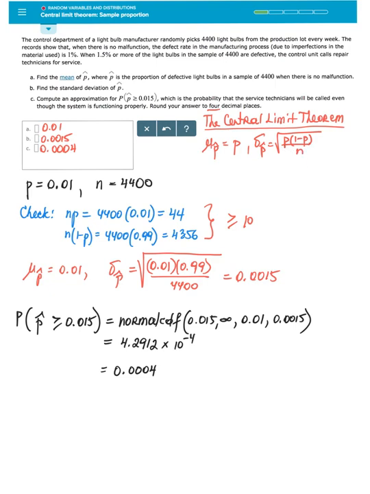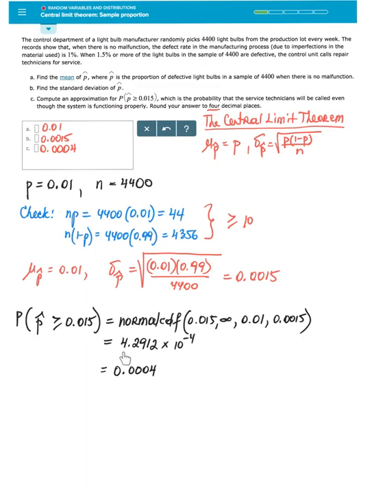Recall that the central limit theorem states even if your population is not normally distributed, the sample proportions will be, and therefore I can use the normal CDF to find the probability in question. The probability that p hat will be greater than or equal to 15 thousandths is equal to normal CDF, starting with 15 thousandths going to the right infinitely far, with the mean of the sample proportions of 1/100th and standard deviation of sample proportions of 15 10,000ths.